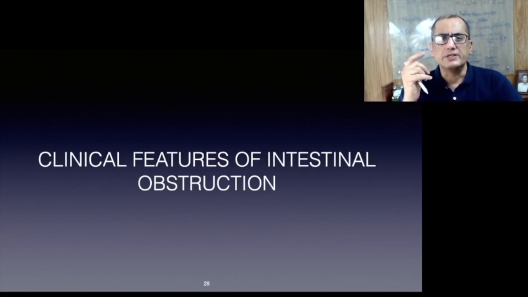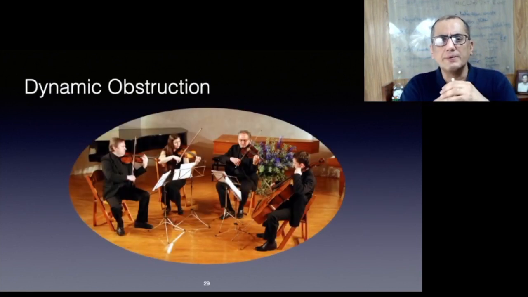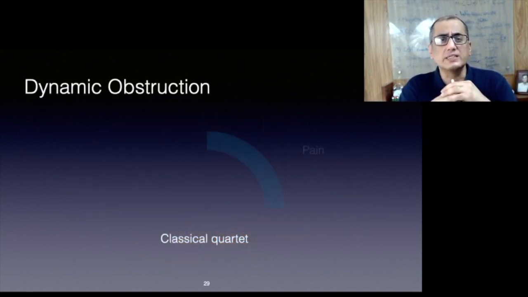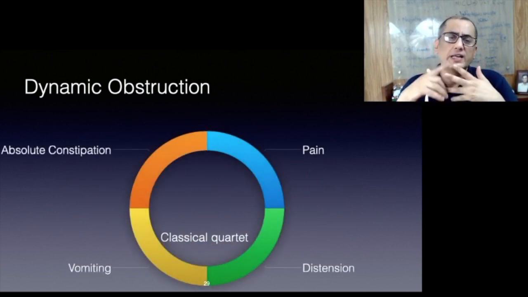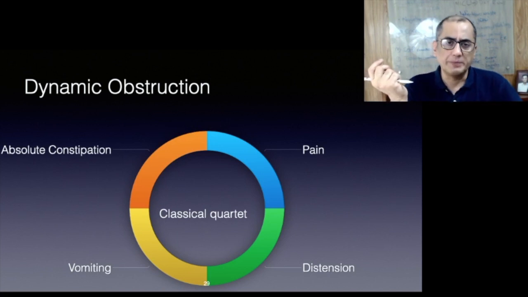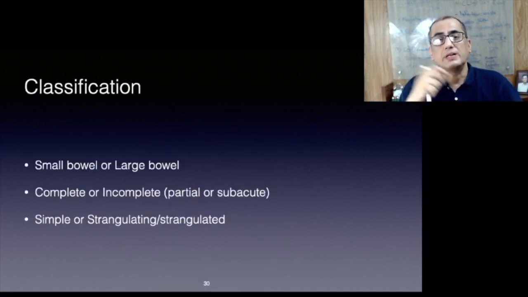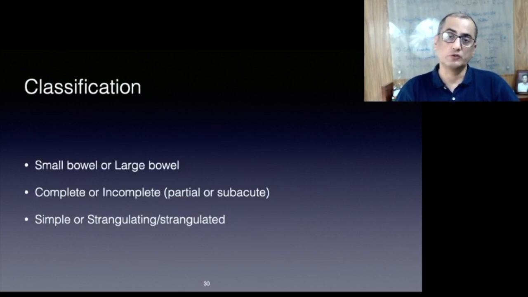Coming to clinical features, the diagnosis of dynamic intestinal obstruction is based on the classic quartet of pain, distension, vomiting, and absolute constipation or obstipation. Obstruction may be classified clinically into two types: small bowel obstruction, which could be high, middle, or low, and large bowel obstruction. The nature of the presentation will also be influenced by whether the obstruction is complete or incomplete.